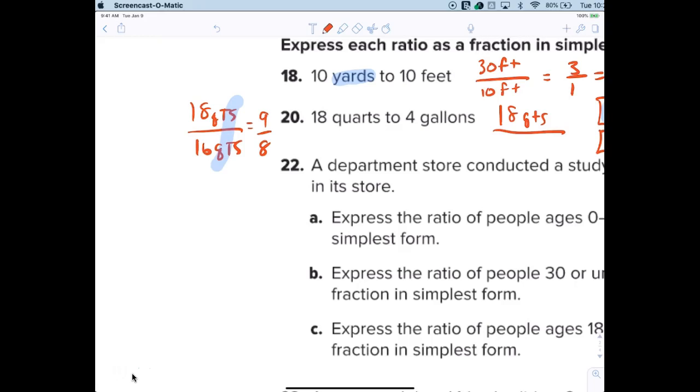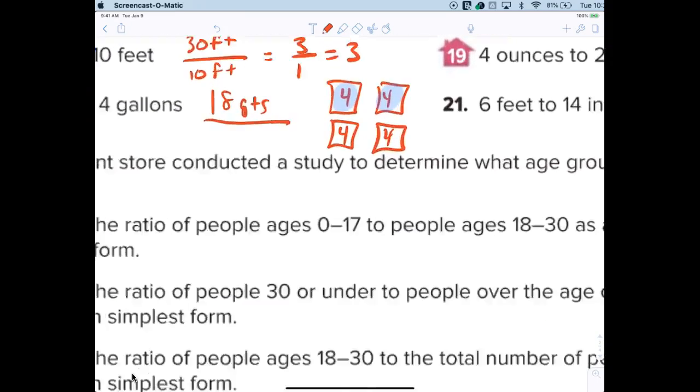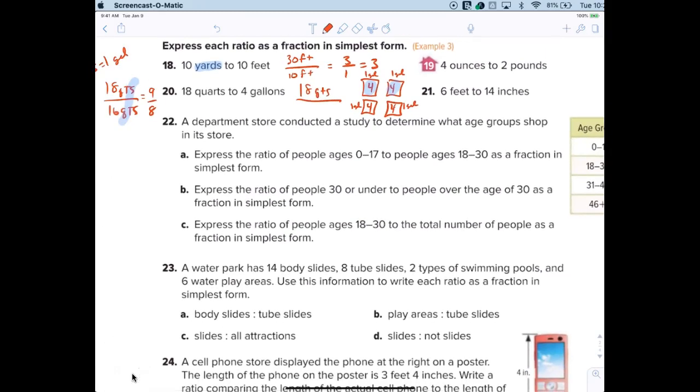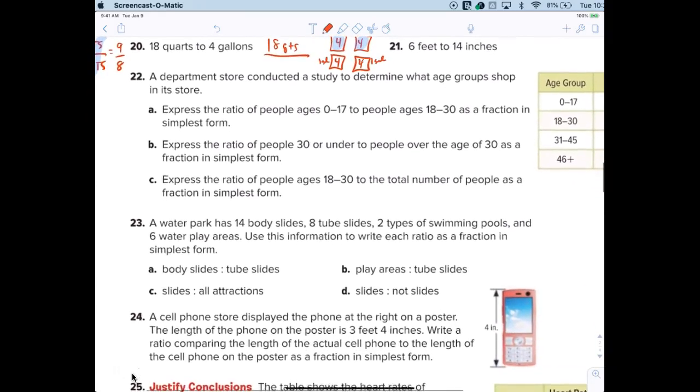Did you know if there's 4 quarts to 1 gallon? Right? 4 quarts equals 1 gallon. So here are my 4 gallons. This is 1 gallon. 1 gallon. Oh, so four. Oh, okay. That's it. That's exactly what I'm trying to get you to see. Good job. All right. Now let's look at 22.